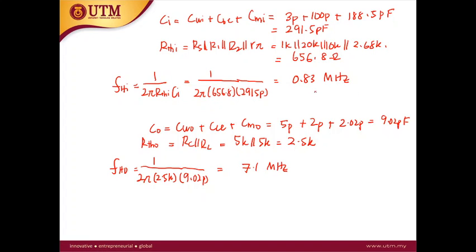You have two values, FHI and FHO. Which one will become your dominant high cutoff frequency? The answer is the lowest. So the dominant FH is 0.83 megahertz. This is the final answer.